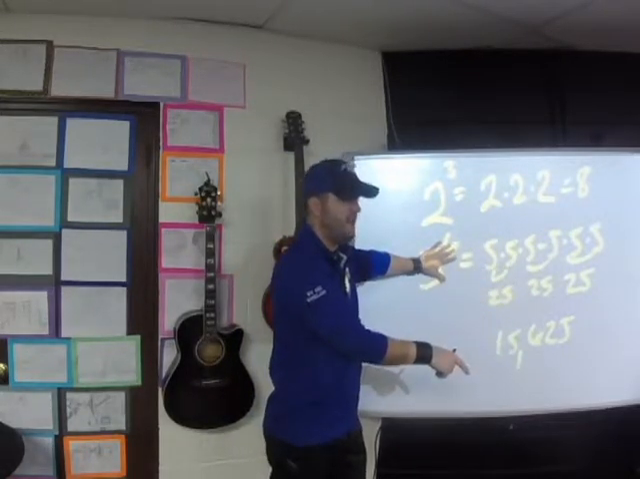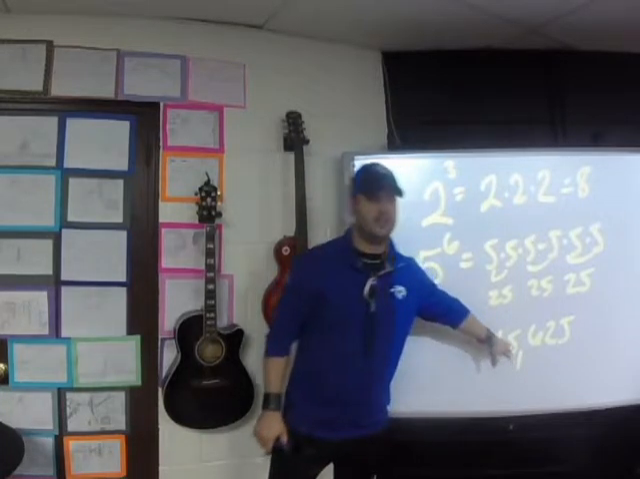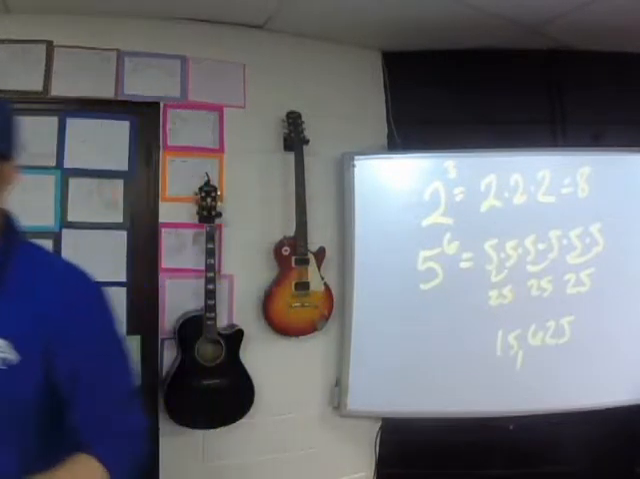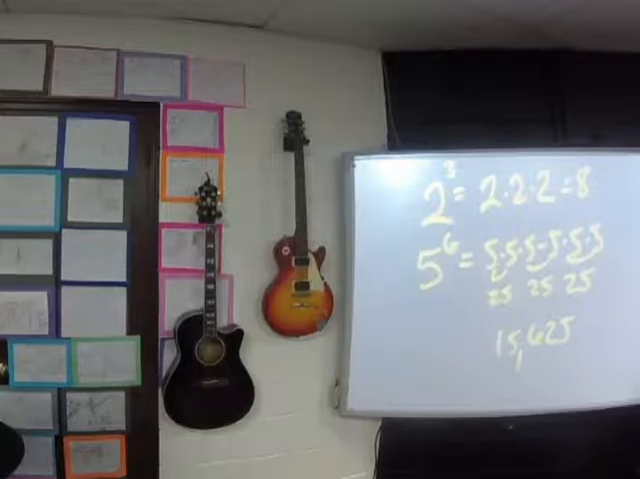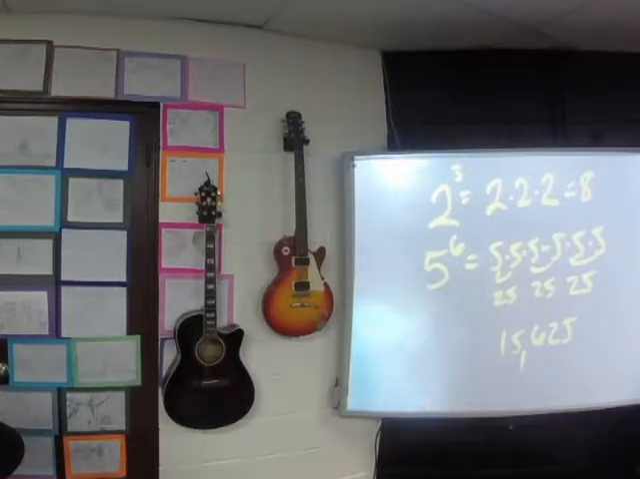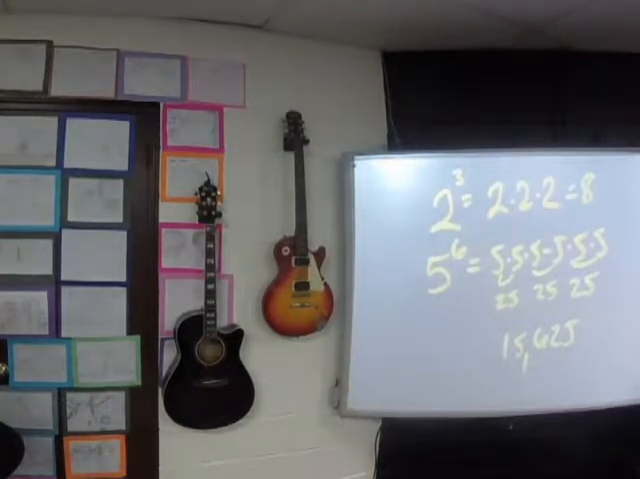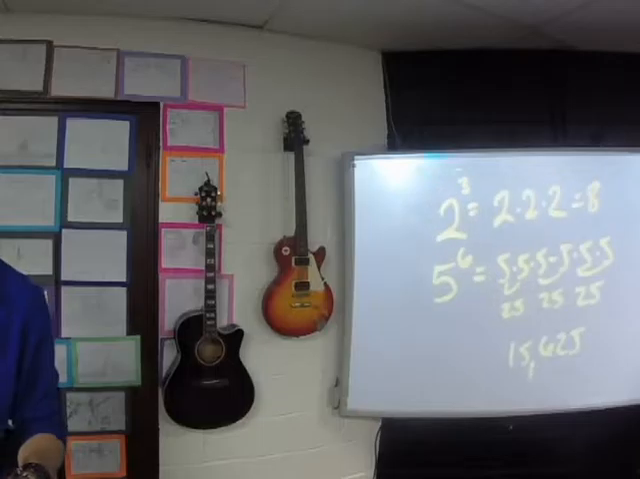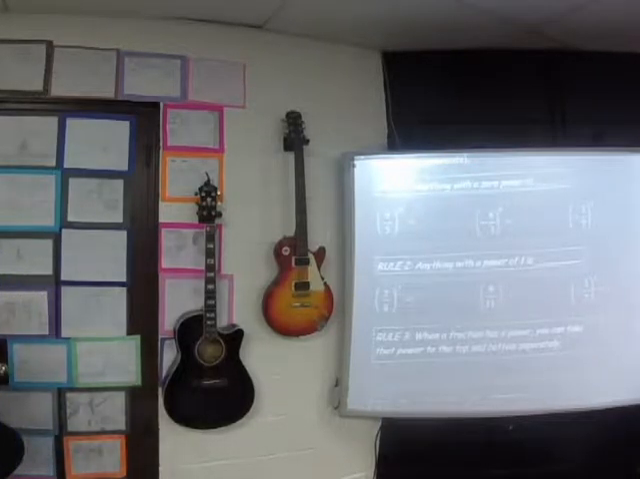That would be even bigger. It would be 78,125. So it's like 78,000 something, right? Yeah, so it gets huge. Every time the exponent goes up, you're multiplying by 5 one more time, and it gets bigger and bigger really, really quick. So keep that in mind.